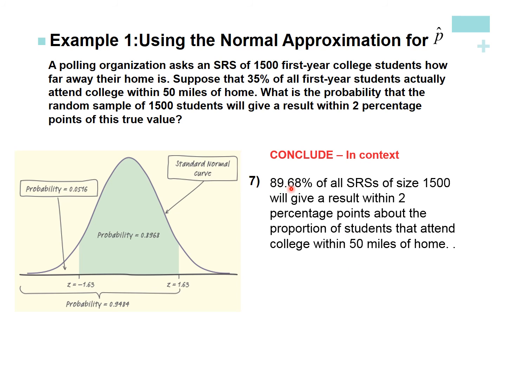89.68% of all simple random samples of size 1500 will give a result within 2 percentage points about the proportion of students that attend college within 50 miles of home. Because my curve was a sampling distribution of proportions, and each of those proportions were samples of size 1500, 89.68% of the simple random samples of size 1500, because that was for my sampling distribution, will give a result. That's just from what the question was asking you.